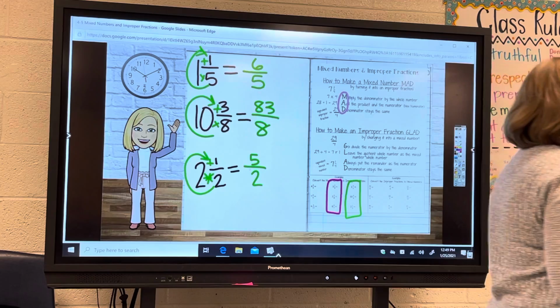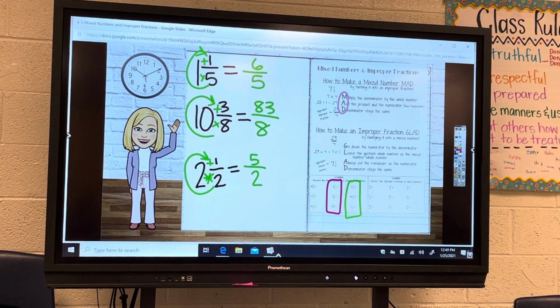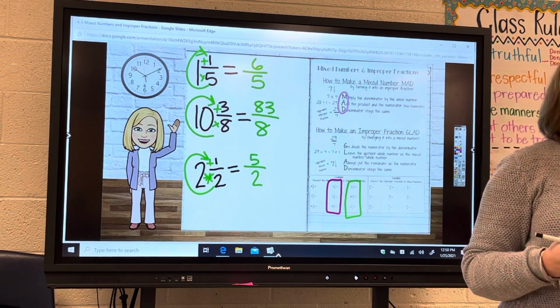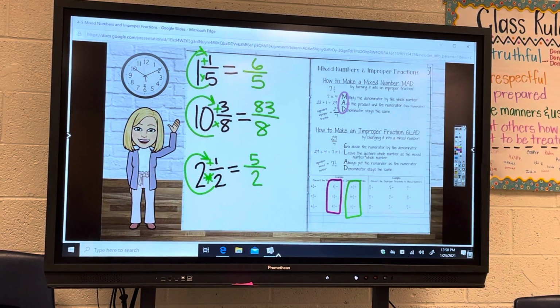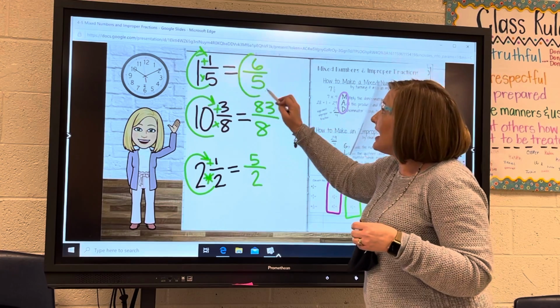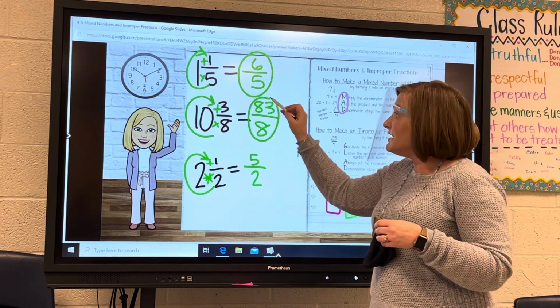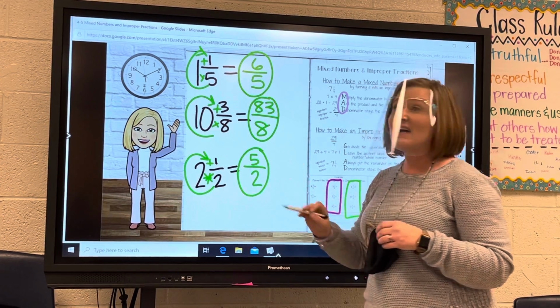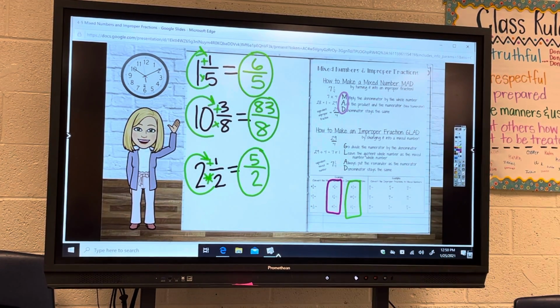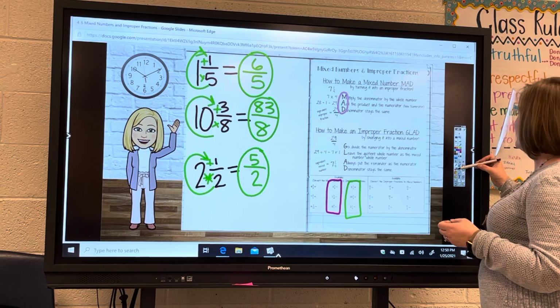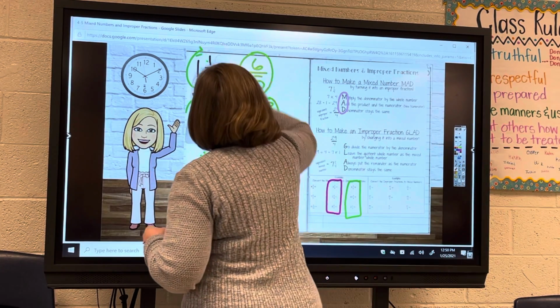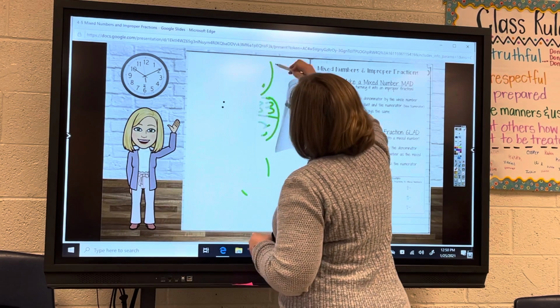All right, now, when we have an improper fraction, remember I told you fractions don't like for the top number to be bigger than the bottom number, okay? So we've got to make an improper fraction glad. Being glad means that you're happy, okay? It's the way you want to be. So if we have an improper fraction, like 6/5 or 83/8 or 5/2, those are not happy fractions because the top number is bigger than the bottom number. They don't like to be that way. So we are going to make them glad by turning them into mixed numbers.